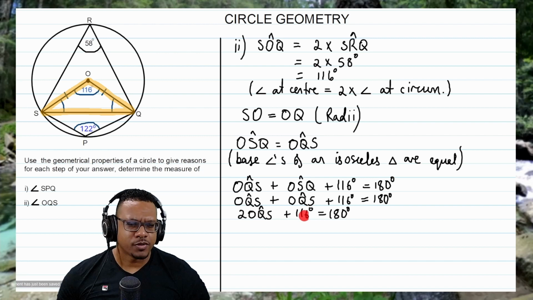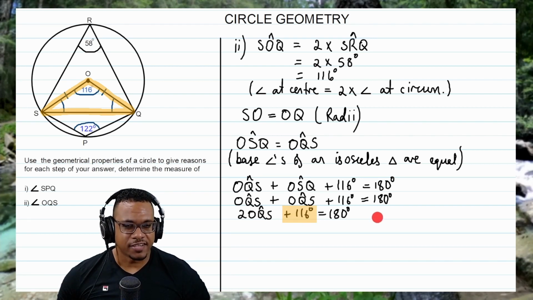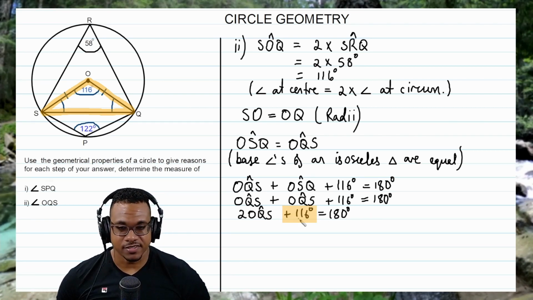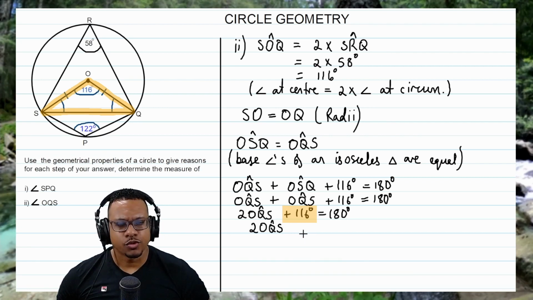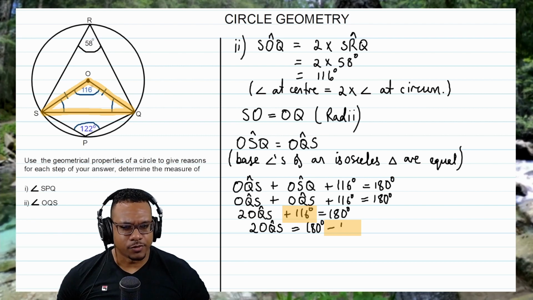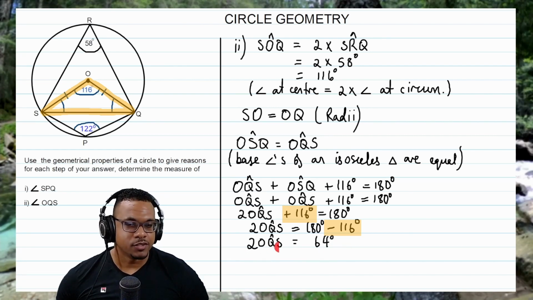So now I'll transfer this positive 116 degrees across the right hand side and it will turn to negative 116 degrees. So I'll have 2OQS is equal to 180 degrees, take away 116 degrees. So I'll have 2OQS is equal to 64 degrees. So now we can simply divide both sides of the equal sign by 2 to get angle OQS.